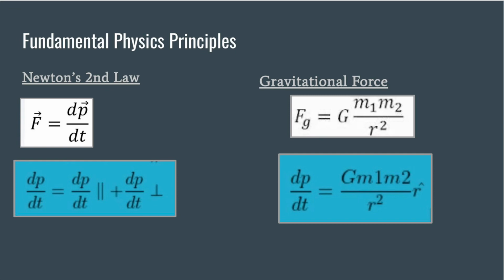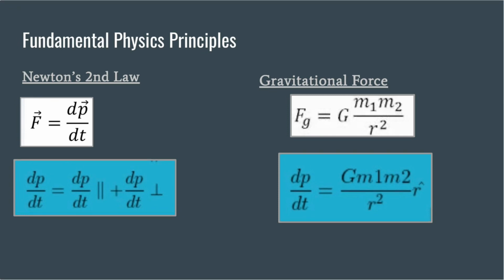A derivation of these equations we will use in this lab is F net parallel equals dp over dt times p hat. The equation for gravitational force is the force of gravity is equal to the universal gravitational constant times the mass of both objects divided by the distance squared, all multiplied by r hat. In this lab, we'll use a derivation of this equation that solves for the mass of one of the objects.